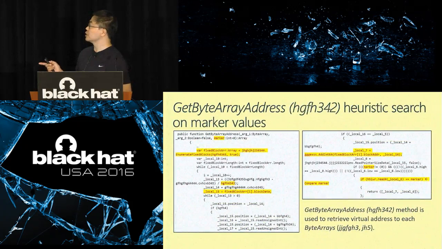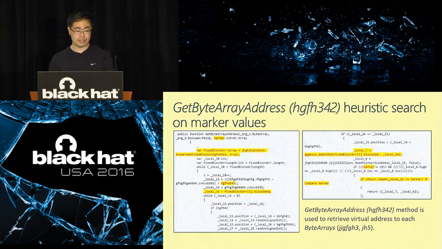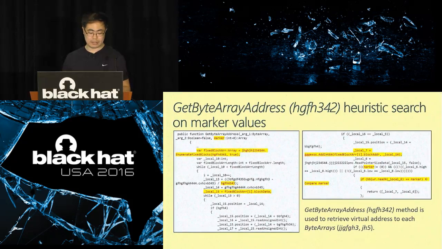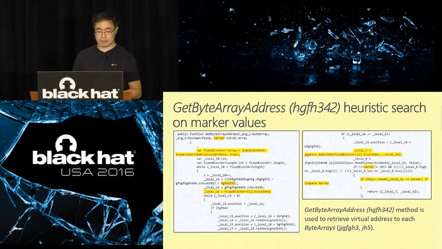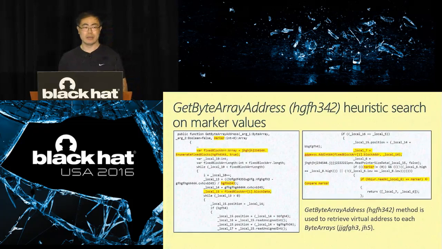From here, the get byte array address function uses some search marker to find the exact byte array object. When you create a new byte array, you put some random bytes there, and you go through each byte array object and look for those markers. If those markers are present in the actual virtual address space, then you know that this byte array object is what you are looking for.